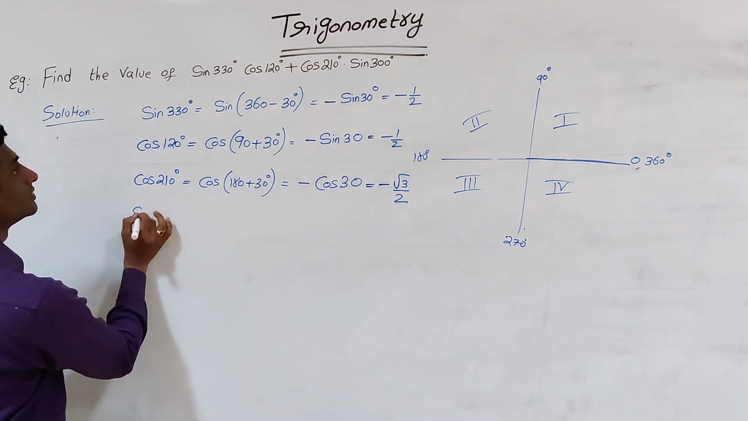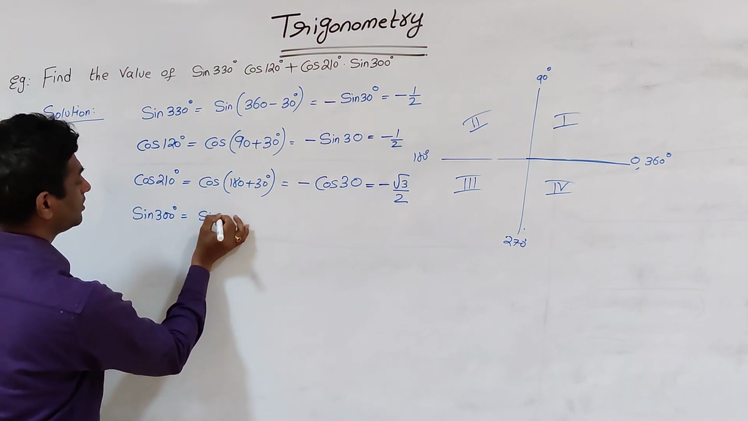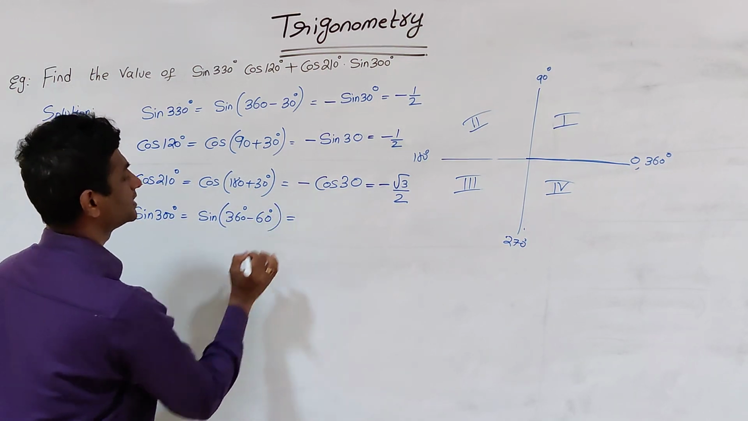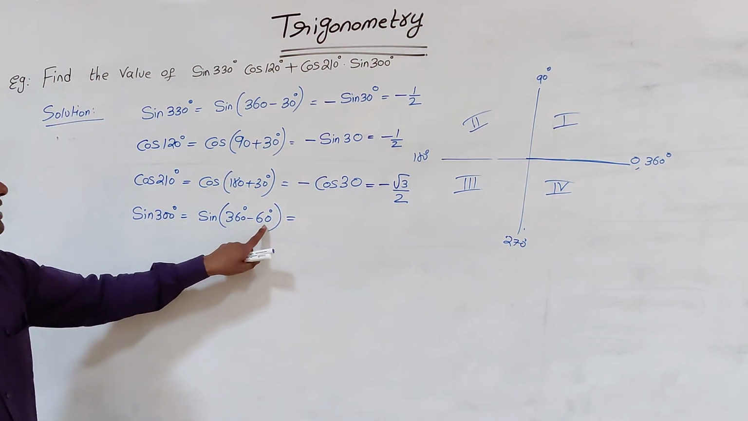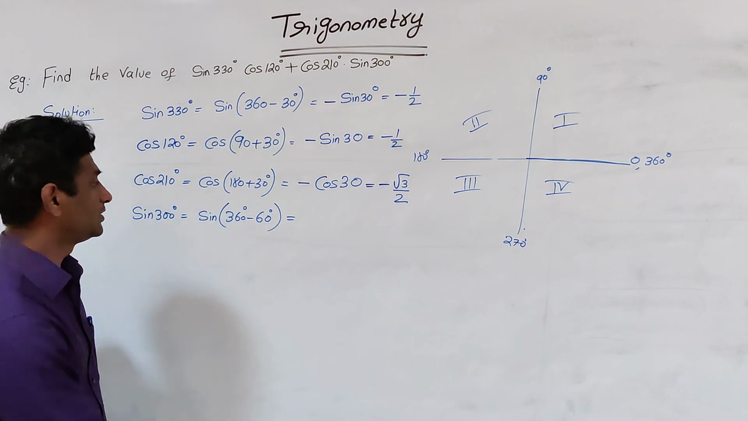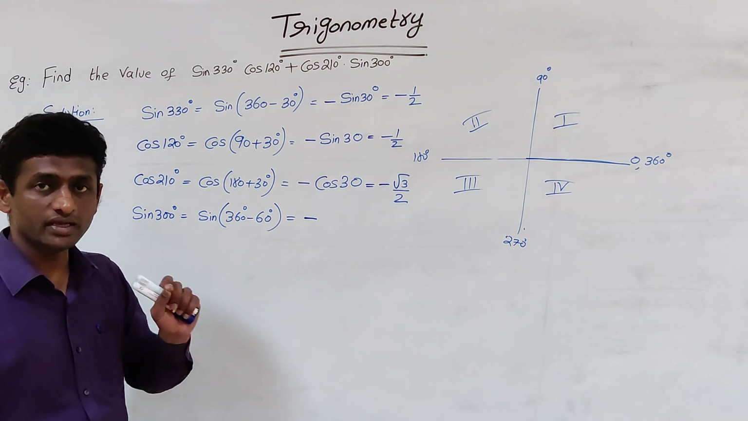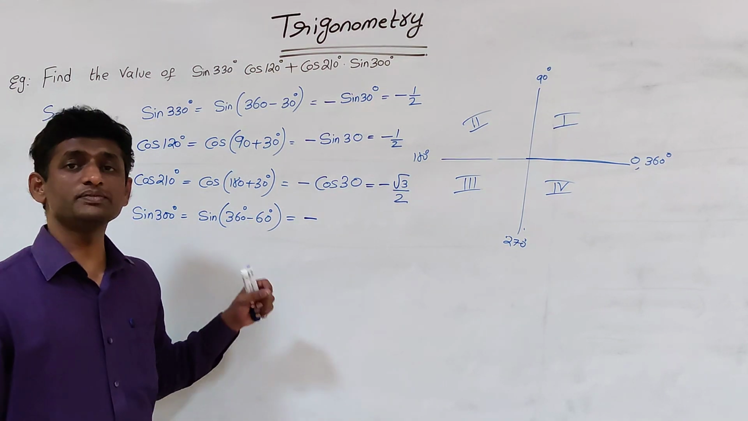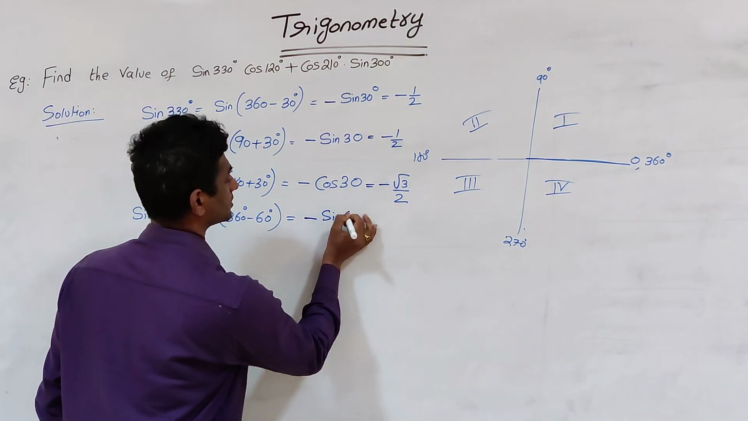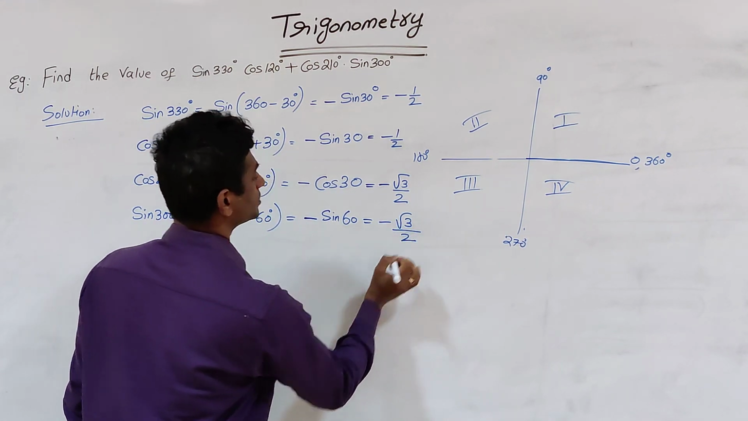Coming to sine 300 degrees. It is the same as sine of 360 minus 60 degrees. Again, 360 minus 60 lies in the fourth quadrant. In the fourth quadrant, sine is negative, so minus. And the trigonometric ratio does not change. Why? Because 360 is 4 times 90, an even multiple of 90. So minus sine 60. Sine 60 is root 3 by 2, so it will be minus root 3 by 2.